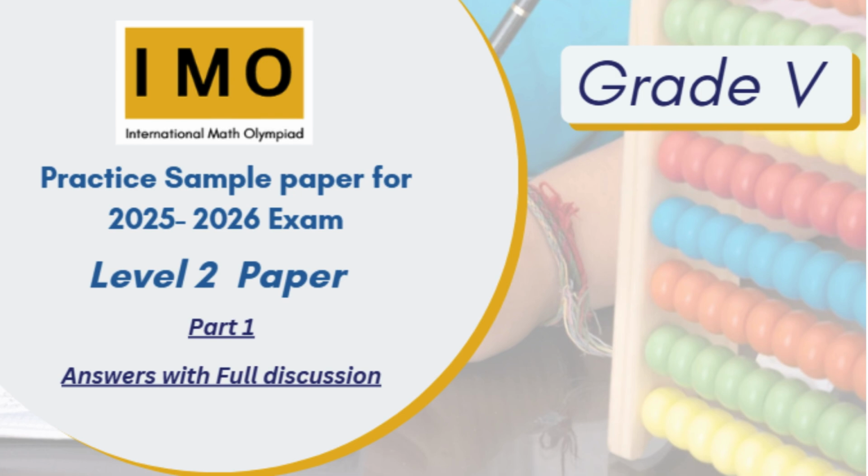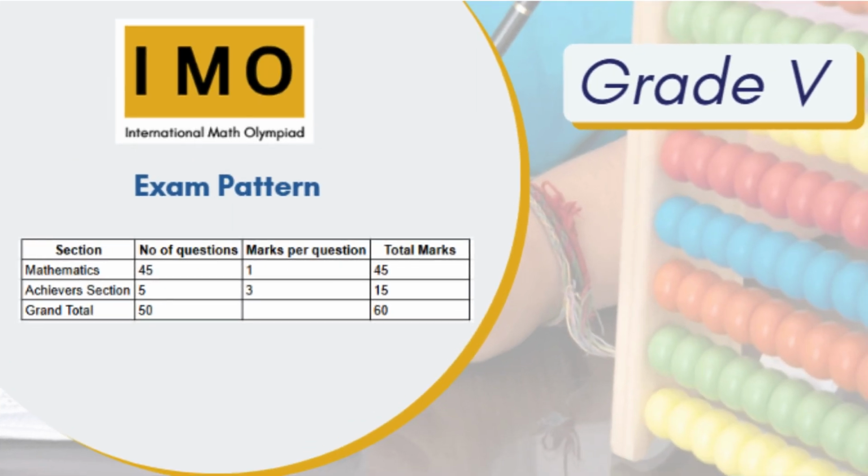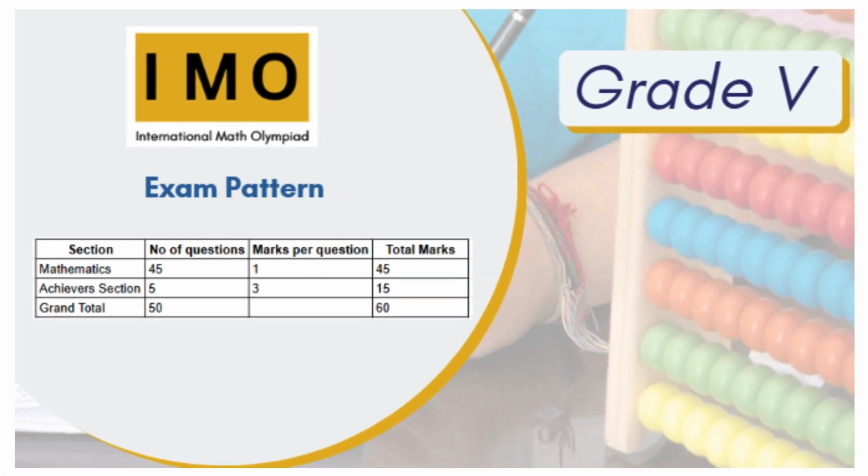Today on behalf of Indian Online School, I'm going to discuss the Level 2 IMO paper for Grade 5. Hope this would help you in your upcoming exams. This is a paper of 50 questions, and the number of questions is quite similar to Level 1. The only difference is that we do not have logical reasoning as a part, so everything is comprised of mathematics.